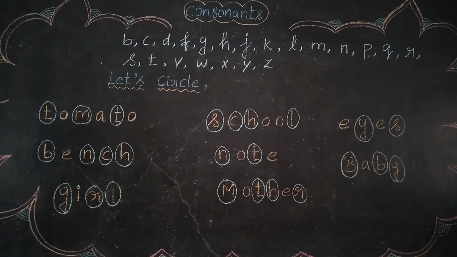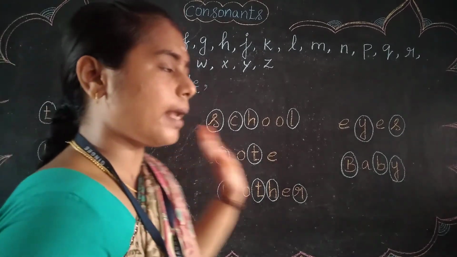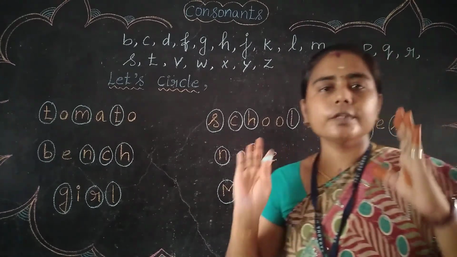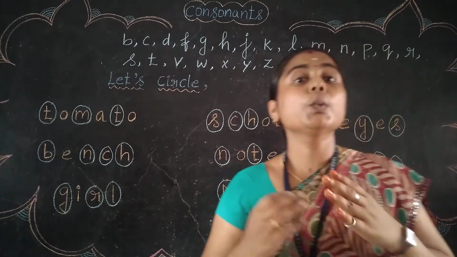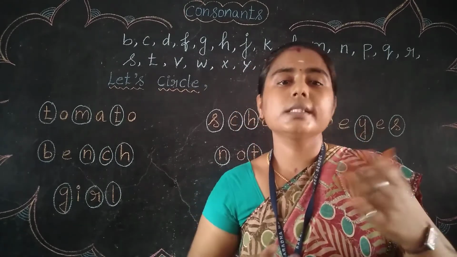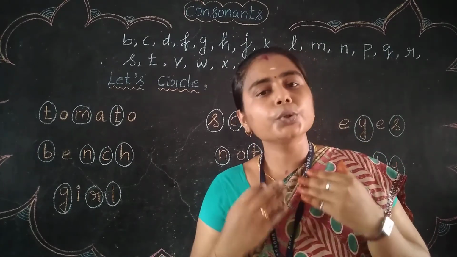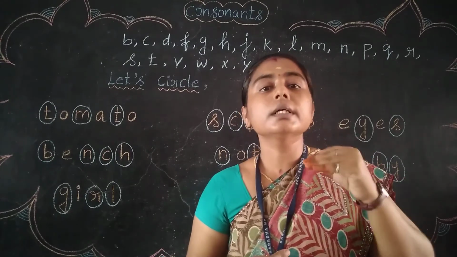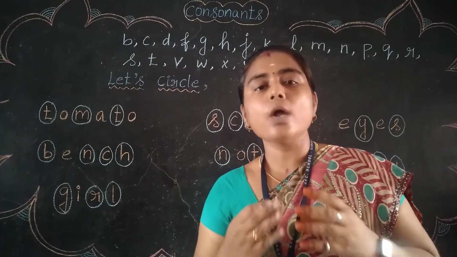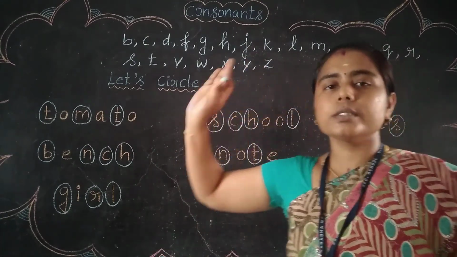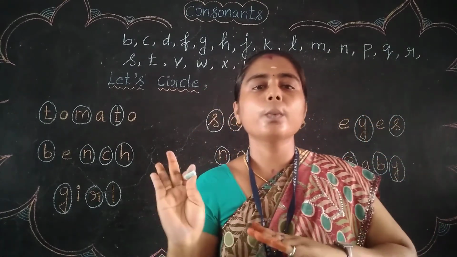So children, these are all the consonant letters. We have circled them in these words, right? You should be aware of vowels and consonants. Then only can you study the articles a, an, and the, and where we should use them. Then only will you be able to learn the usage of articles, right? So you should be aware of vowels and consonants first.